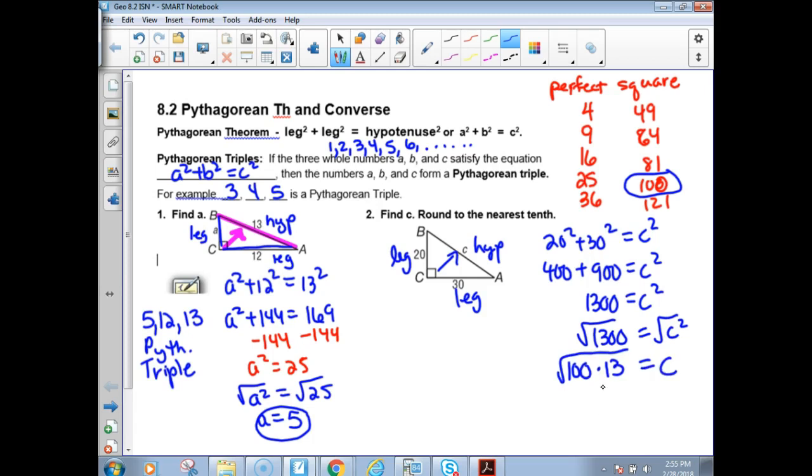When you do radicals, if you have a product, you can undo them and multiply these and say square root of 100 times the square root of 13. The square root of 100 we should know, because 10 times 10 is 100. The square root of 100 is 10. So that's 10 times the square root of 13. If you were doing a standardized test, it would probably have radical form for the answers.